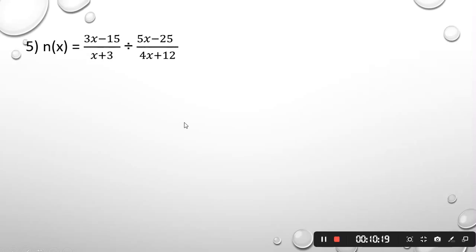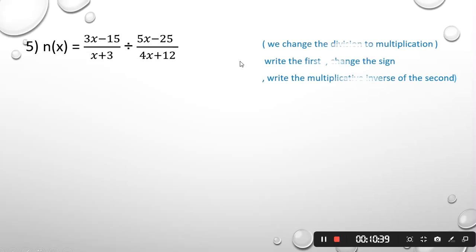Let's go back to your booklet, page 51, exercise 5. n of x equals 3x minus 15 over x plus 3, divide 5x minus 25 over 4x plus 12. Do you remember when you started the multiplication of fractions from primary 5, primary 6, prep 1? We changed the operations into multiplication. How come?